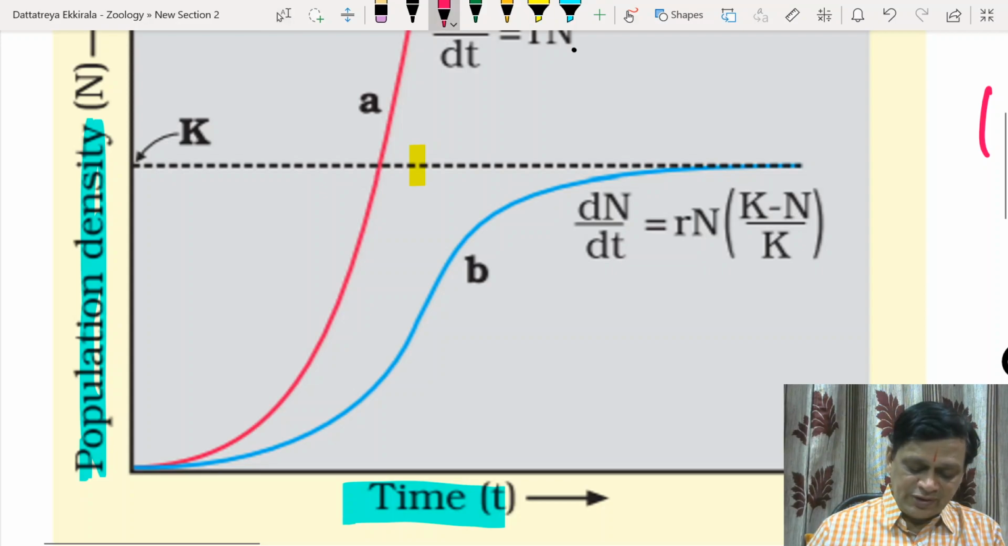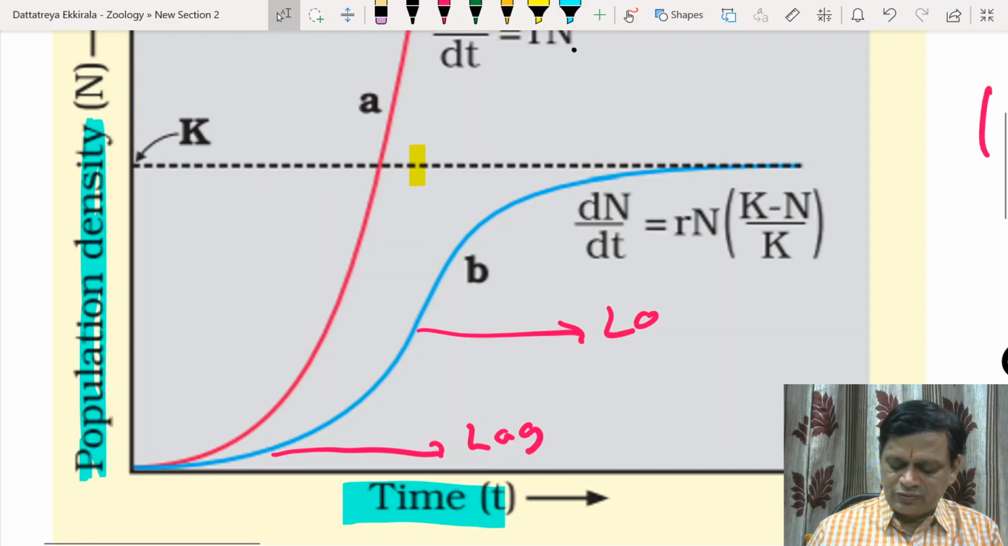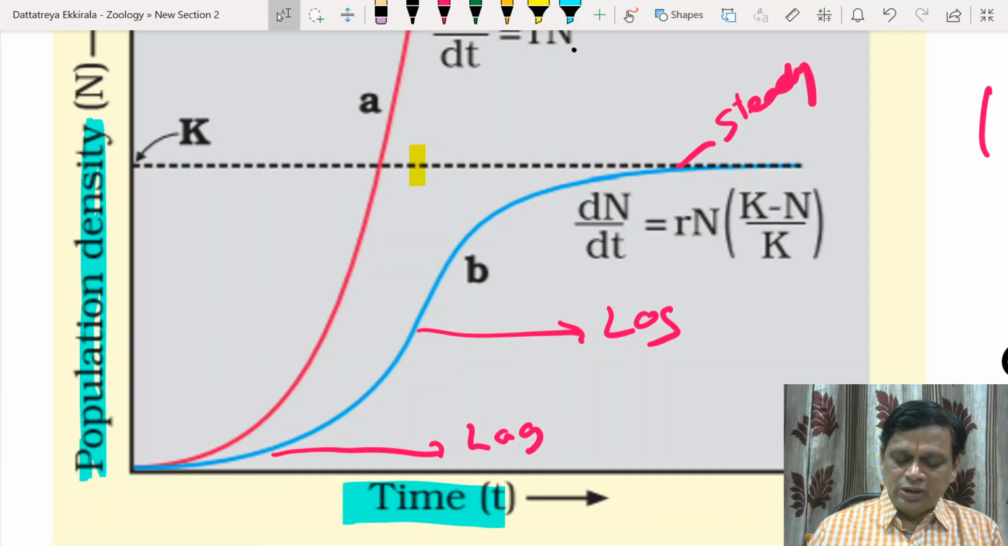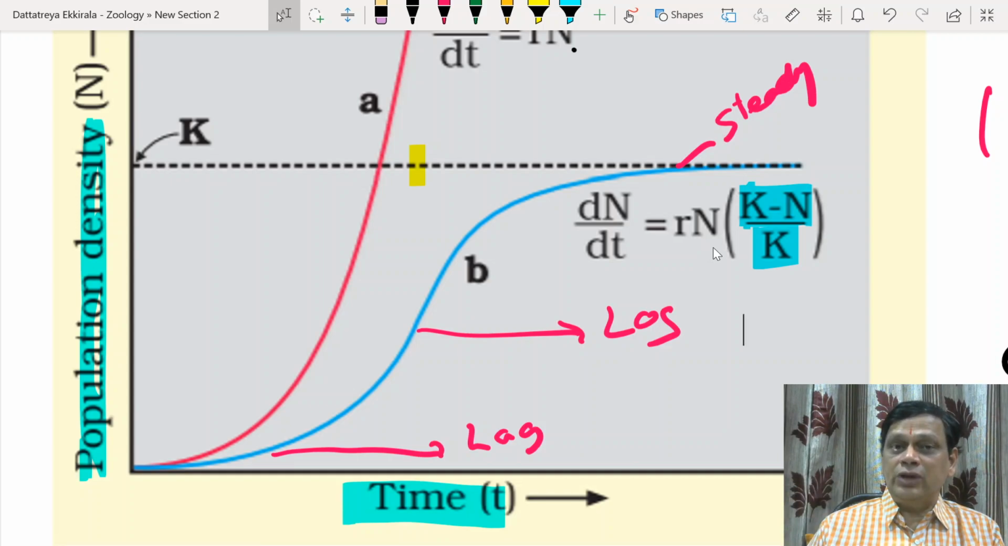But what are the different phases? Initially, the growth is slow, to adjust. Then growth is very fast, the log phase. Then the third one is the steady state. So it stabilizes here, that is the steady state. So here dN/dt, remember K, carrying capacity. So dN/dt equals rN into (K minus N) by K. When the population number is equal to carrying capacity, then the growth rate declines.